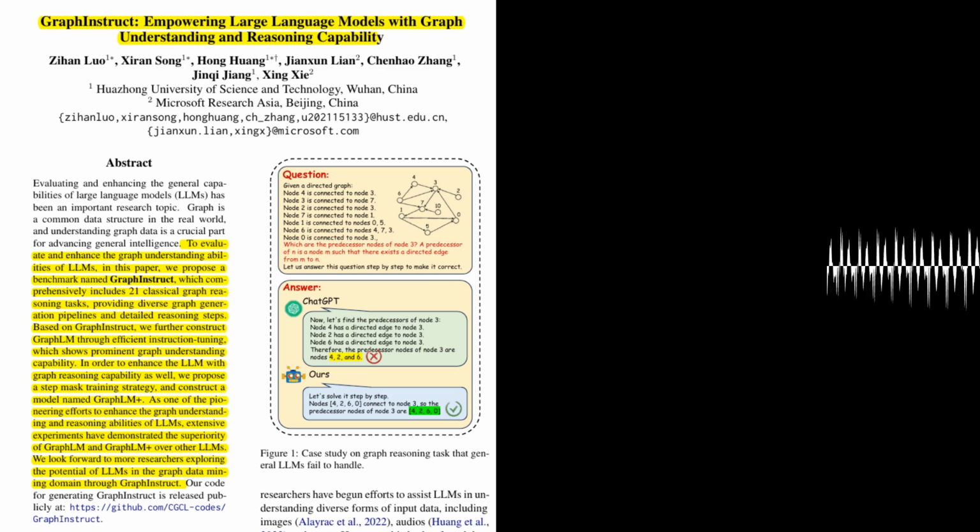The paper demonstrates that LLMs can be trained to understand and reason about graph data. It introduces a new benchmark, GraphInstruct, and two training methods, GraphLM and GraphLM+, which show promising results. The research highlights the importance of incorporating intermediate reasoning steps into the training process to improve LLM performance on graph-related tasks.